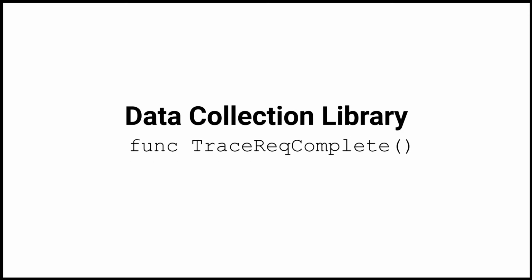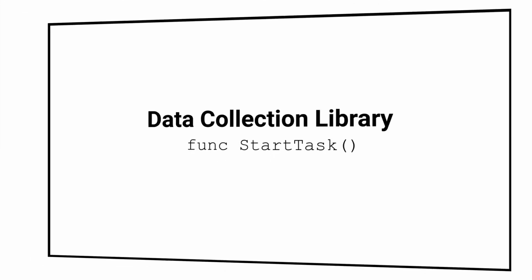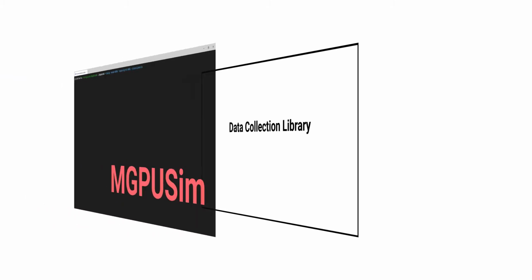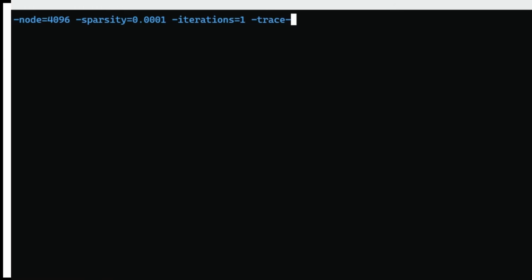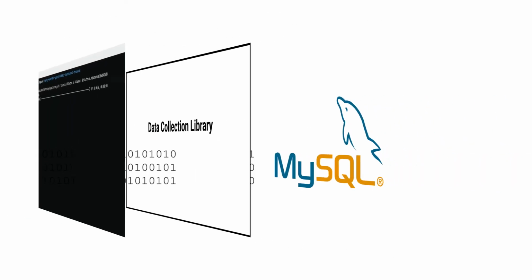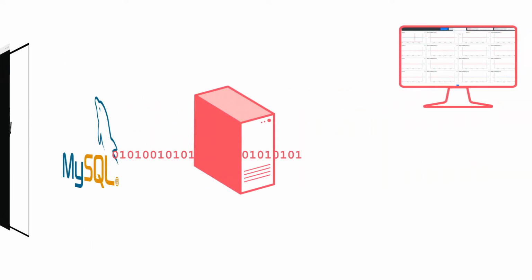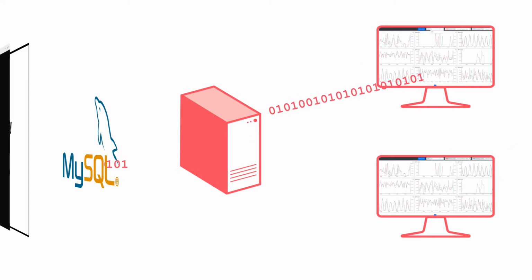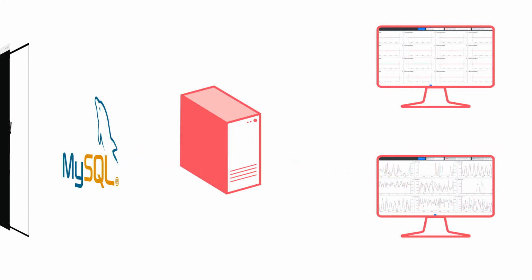Daisen first provides a data collection library that can be built into a hardware simulator. As we integrate the tool with MGPU, a GPU simulator, a user can simply add the -trace-viz command to collect data in a MySQL database. After finishing the data collection, a user can start the visualization tool as a server, and multiple users can use the web-based visualization interface simultaneously.